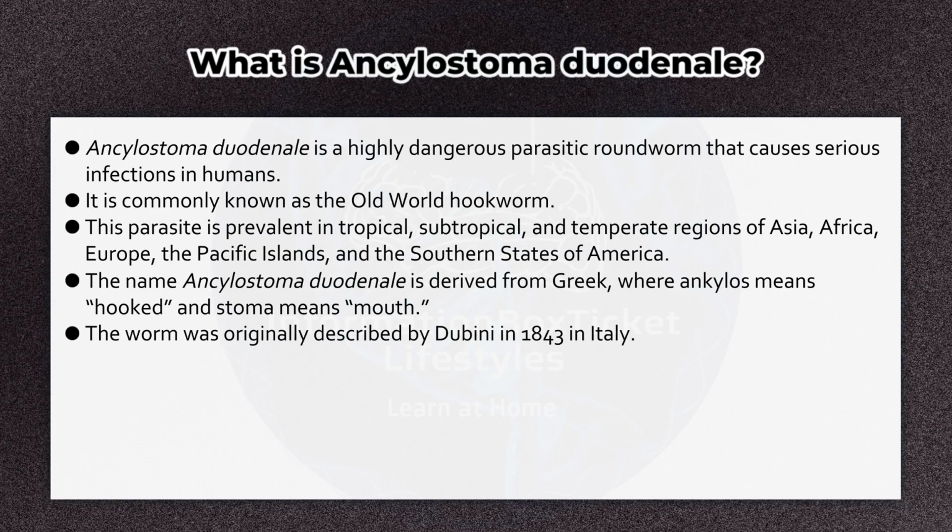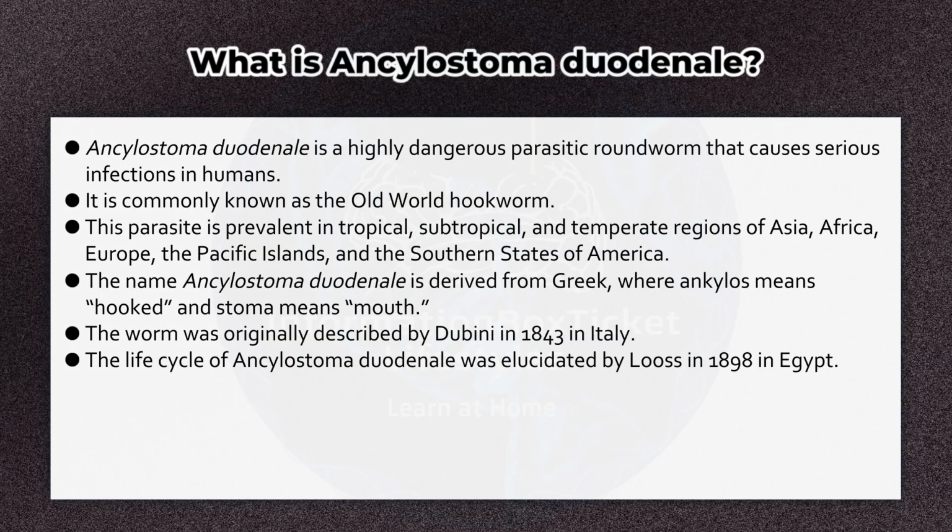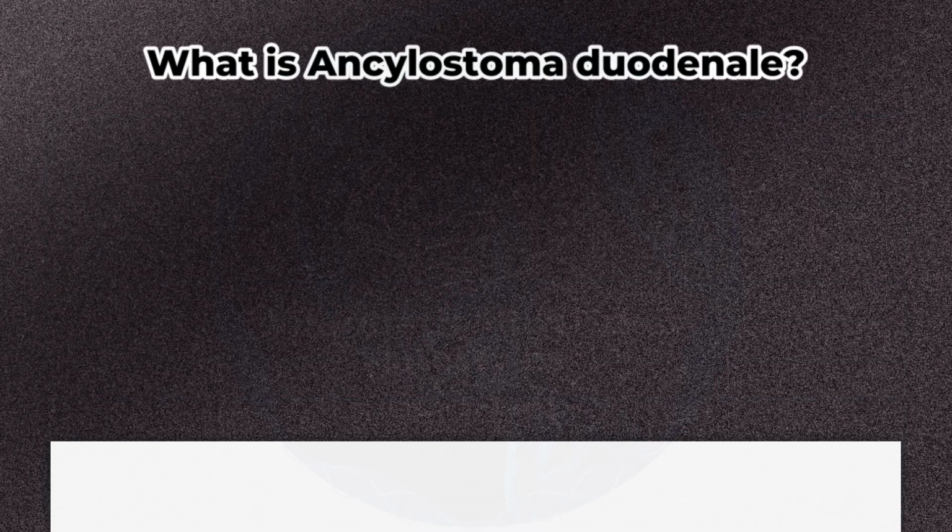The worm was originally described by Dubini in 1843 in Italy. The life cycle of Ancylostoma duodenale was elucidated by Looss in 1898 in Egypt.